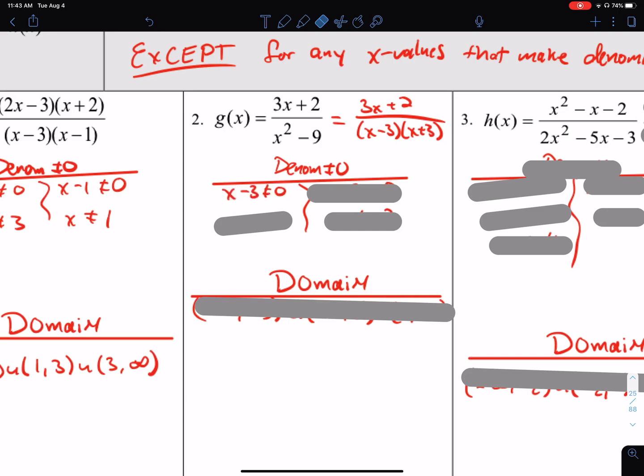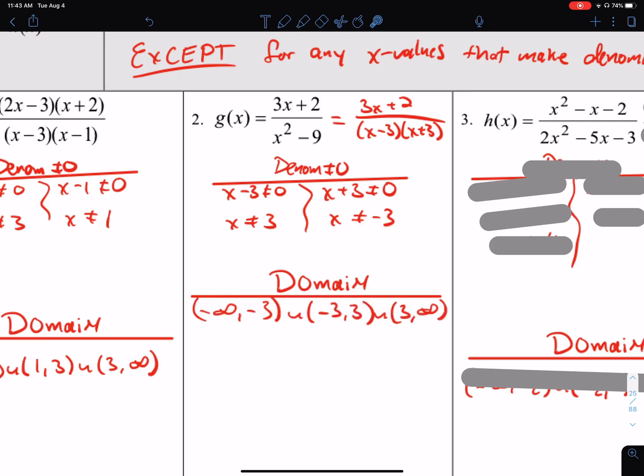So x minus 3 can't be 0, x plus 3 can't be 0. We get x can't be 3 and x can't be negative 3. So the domain for this is all real numbers except for 3 and negative 3. So that means we're going to go from negative infinity to negative 3, skip over negative 3, negative 3 to 3, skip over 3, and 3 to infinity.